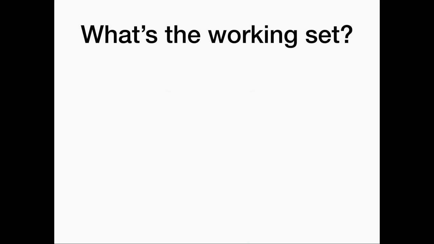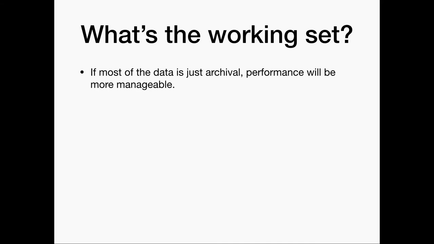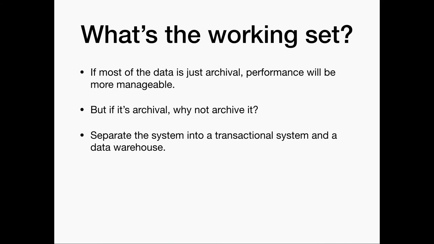The first thing you need to think of, based on your workload, is what's the working set? If most of the data is archival, this is how the 1 petabyte database gets away with it: it's 1 petabyte of data with about 85K of working set. It's mostly just a big, passive data store. So performance will be manageable if it's archival, but if it's archival, maybe you should archive it. Maybe it doesn't need to actually live inside the Postgres database. This is the point where separating into a transactional database and a data warehouse is probably a really good idea.